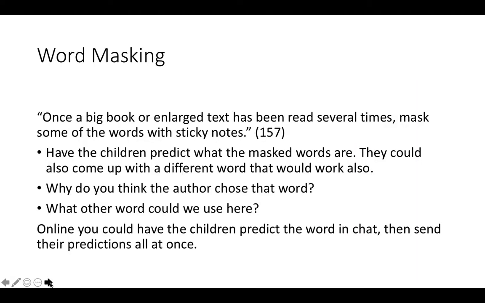Word masking is a great, simple strategy to use, and it really works with a big book. After you've read it a couple of times, which will help with comprehension, have the children predict what the masked words are. They could also come up with a different word that would work. They can ask questions like, why do you think the author chose that word? What other words could we use? Online, you could have the children predict the word in chat and then send their predictions all at once.